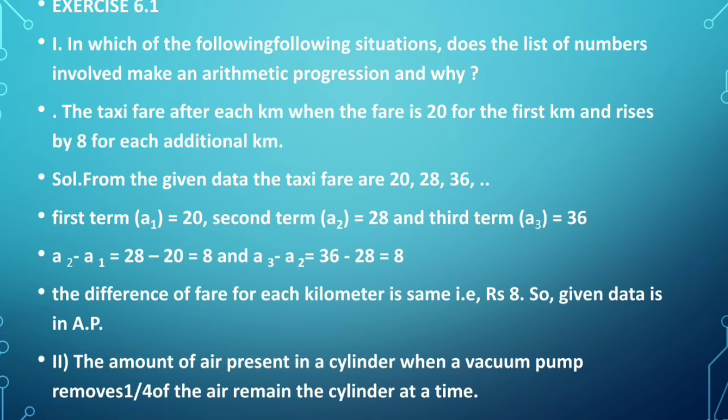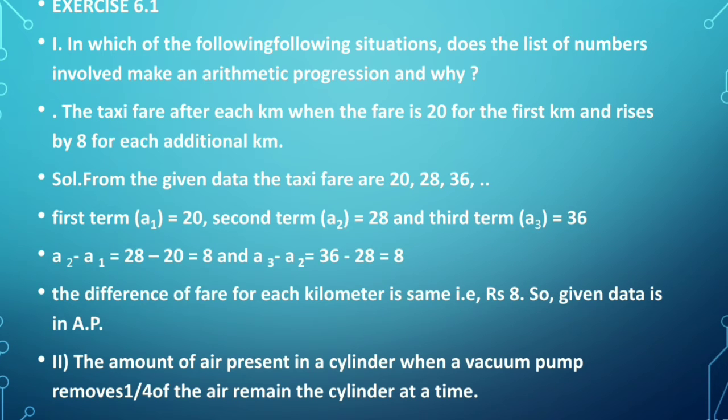Now, in exercise 6.1, we have: in which of the following situations does the list of numbers involved make an arithmetic progression, and why? So first one, the taxi fare after each kilometer when the fare is 20 for the first kilometer and rises by 8 for each additional kilometer.